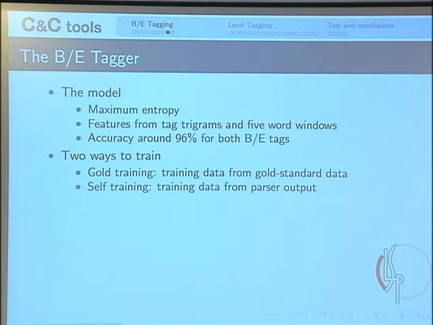There are two ways to train the tagger. One is gold training, where we derive the training data from gold standard parse trees. The second is self-training, where we derive the training data from the parser output itself.